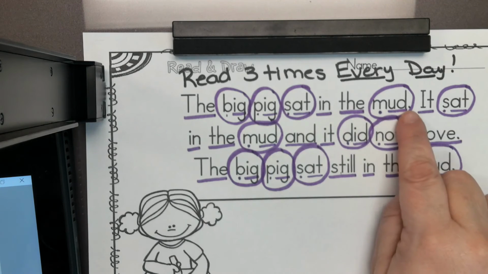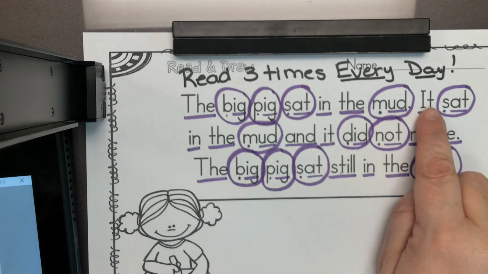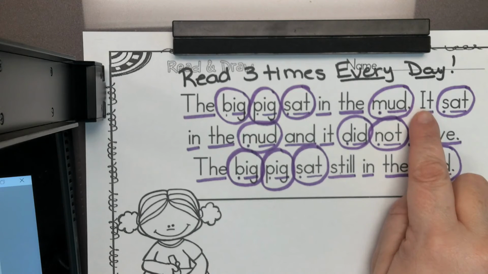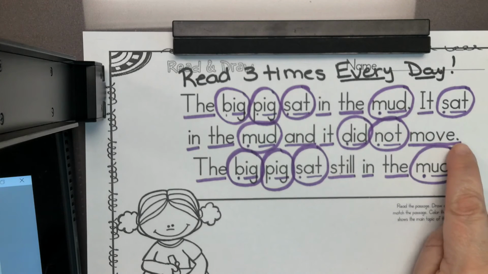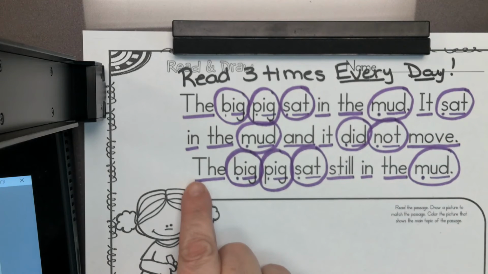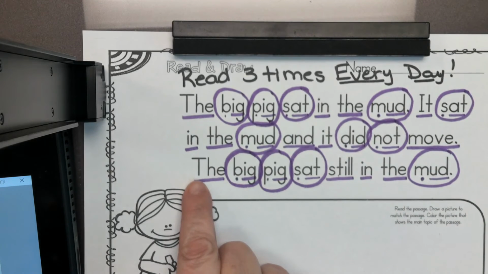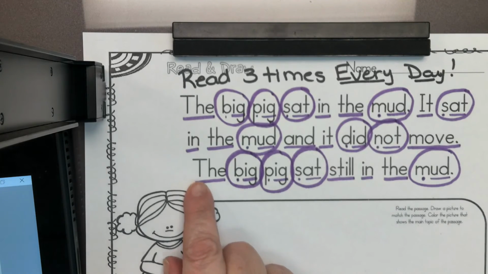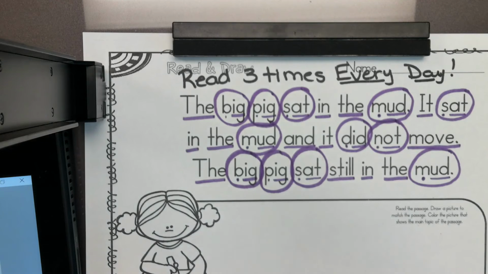Do you notice after the period there is a capital letter? That's because that is a new sentence. And new sentences always start with a capital letter. After this period, there is a capital letter because sentences always start with a capital letter. We've read our story 1 time. Now let's read it again.